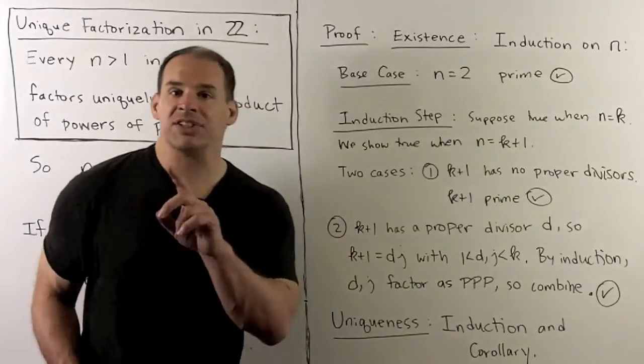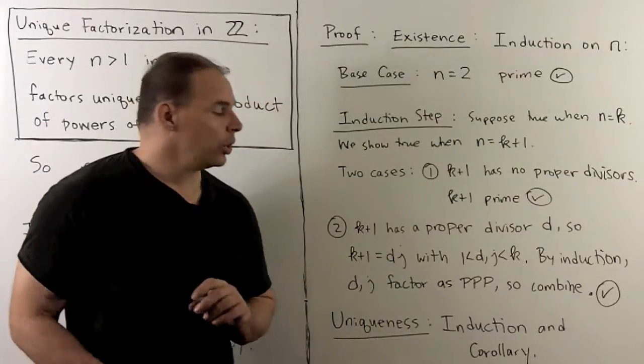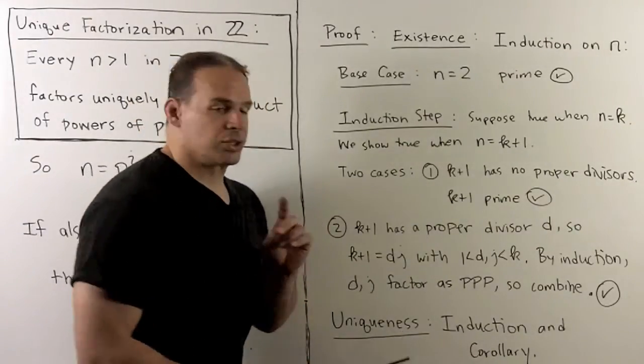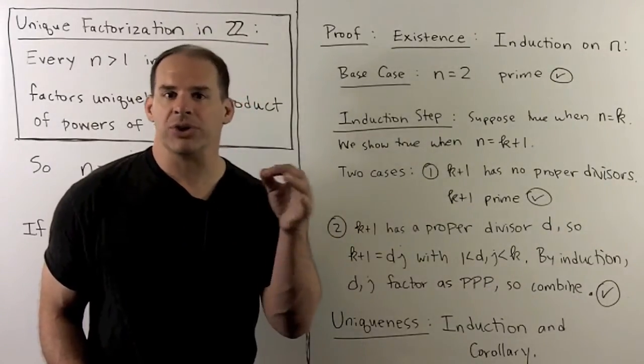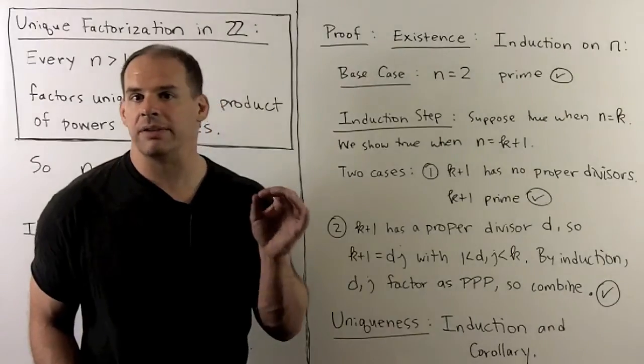So that's existence. For the uniqueness, that's going to be straightforward. We're just going to apply the corollary, and we can do that using induction to get our argument. So I'll leave that to you.